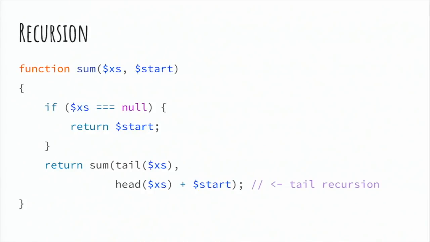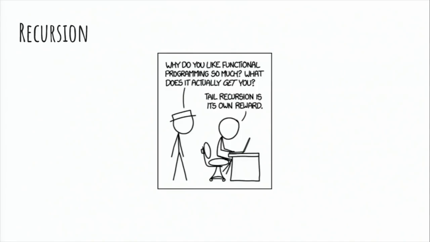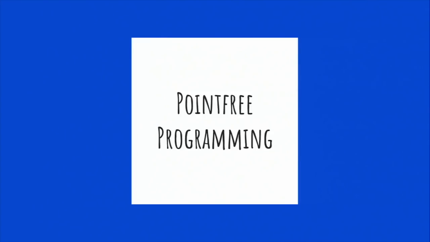This function does exactly the same thing, but this one can be optimized, because as soon as we return the sum call, there's nothing in between the call to sum and returning this function. So we can throw away the item on the stack, and that looks just like a loop, like a goto. And this is called tail recursion, and according to some people, it's equal to the meaning of life. So this was part one.